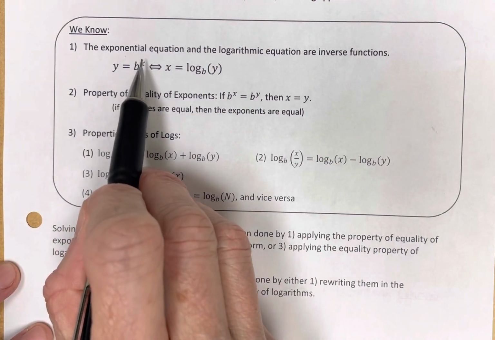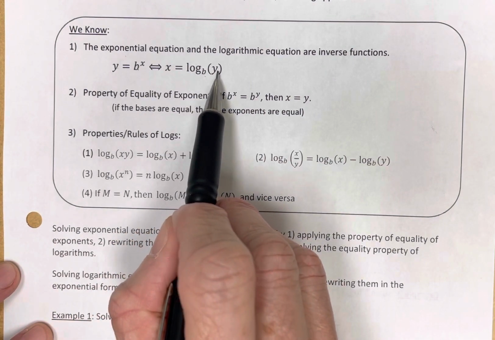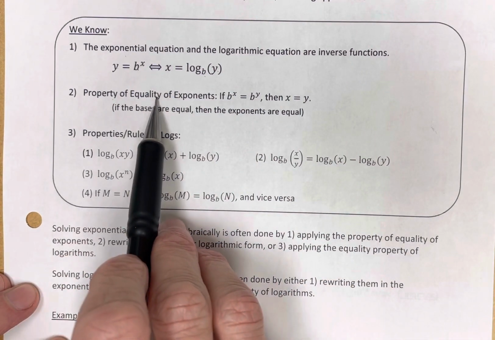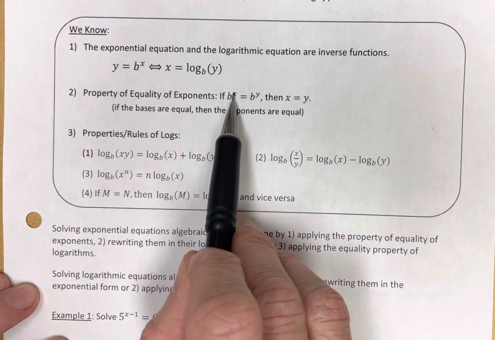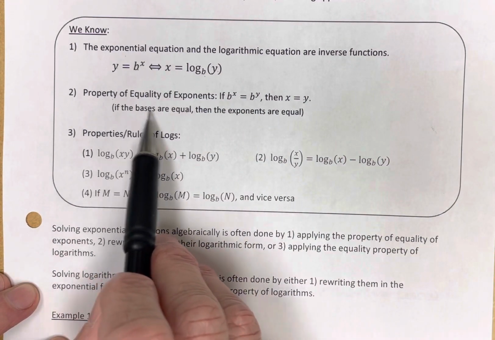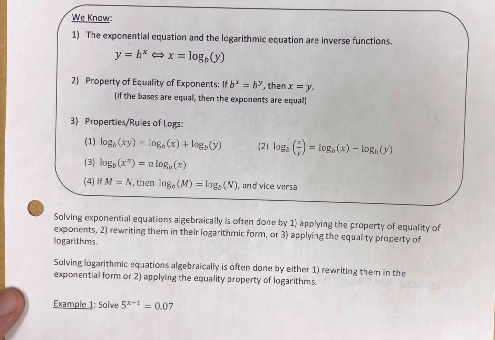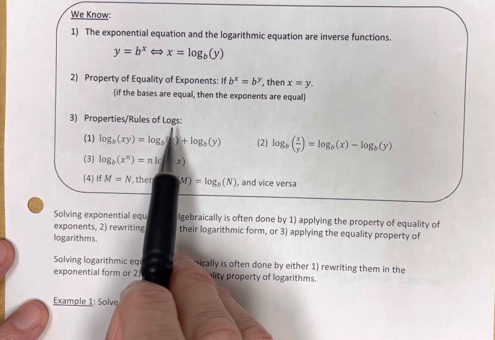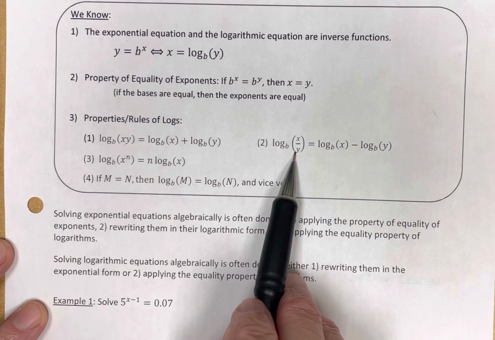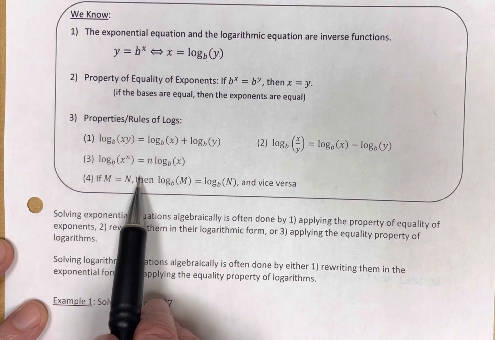y equals b to the x is the exponential function, and x equals log base b of y is the equivalent logarithmic function. We know the property of the equality of exponents. If b to the x equals b to the y, then x equals y. In other words, if the bases are the same, then the exponents are equal. And we know a variety of properties or rules of logarithms. I've highlighted 4 here: the product property, the quotient property, the power property, and the property of equivalence of logarithms.